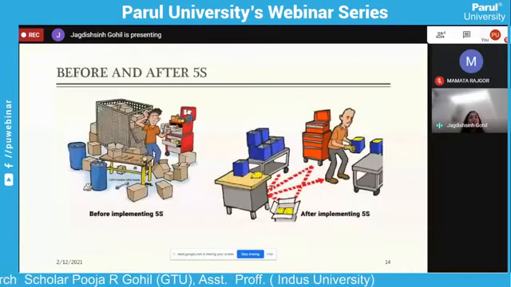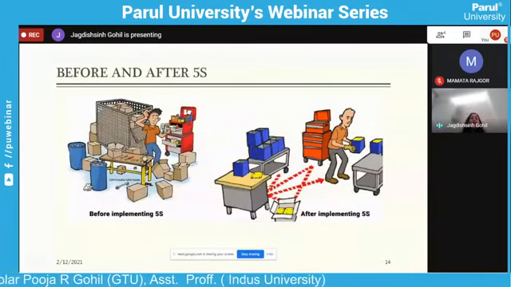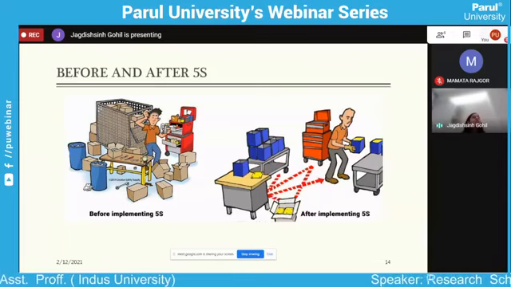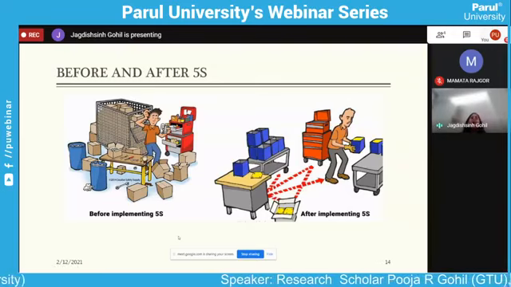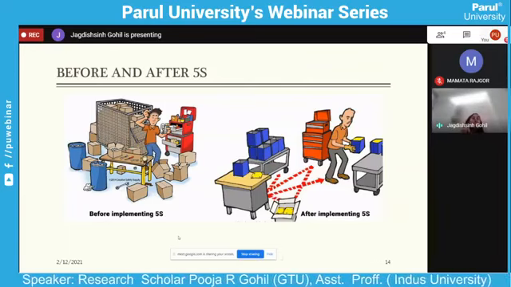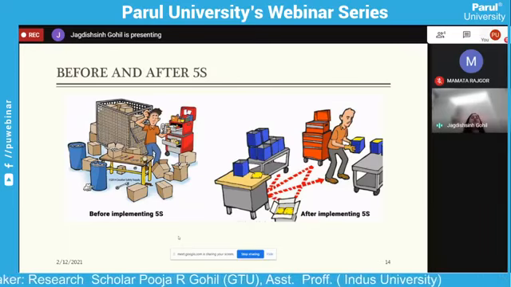Okay, just a small picture which will show you the difference between 5S implementation before and after in a workplace. The left one is before implementing 5S. As you can see, it's messy, things are here and there, and if you want to find anything, it will be difficult for you. So when the time comes, you won't be able to find the thing which is actually required at that point of time.